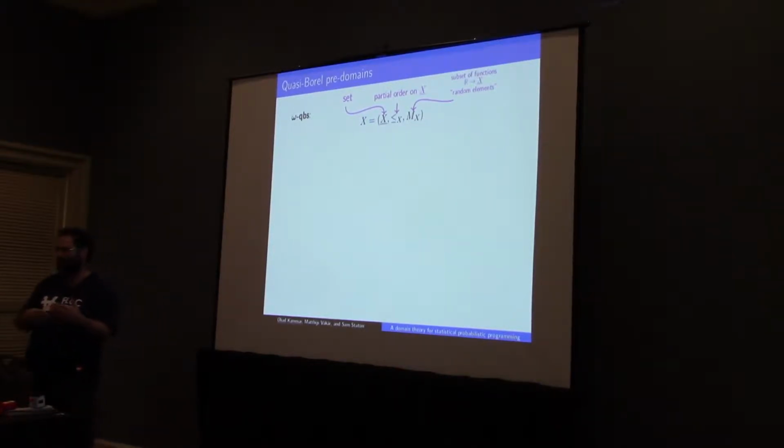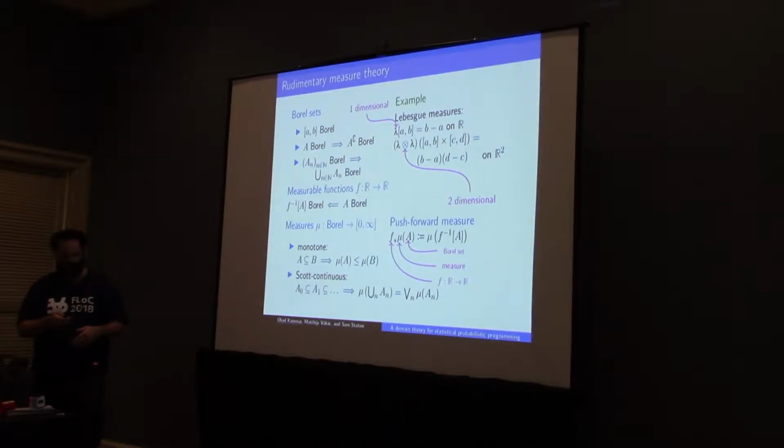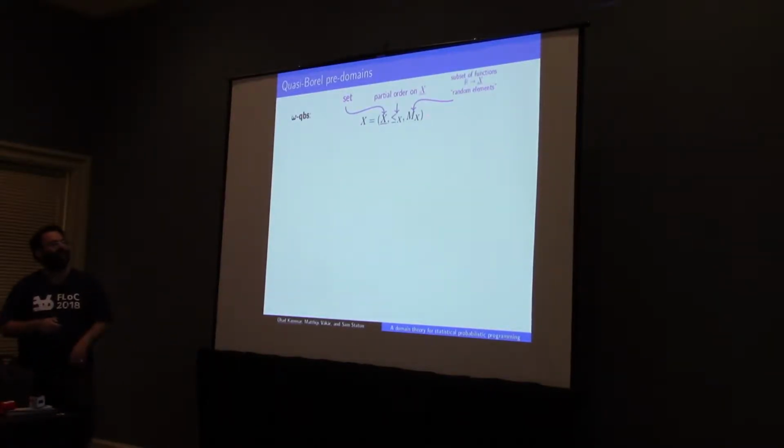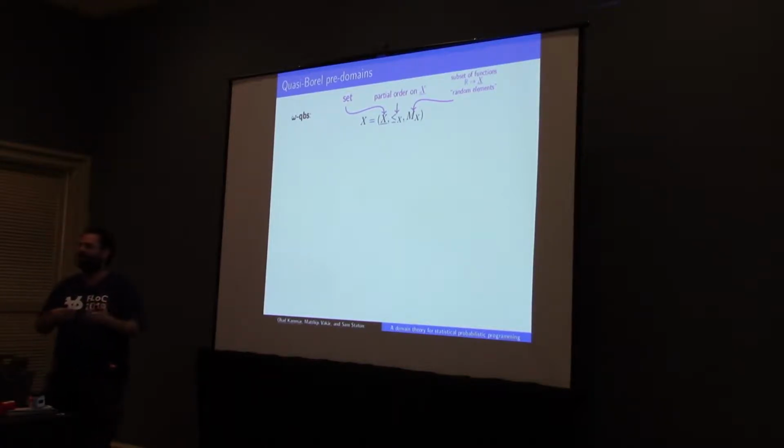Okay, so in measure theory, what we did is set things up so we can push forward probabilities from our source of probability, from our random seed. What we're doing with quasi-Borel spaces is just axiomatizing what it means to be a way of pushing forward a probability. We take that as primitive. That's how we push things around.